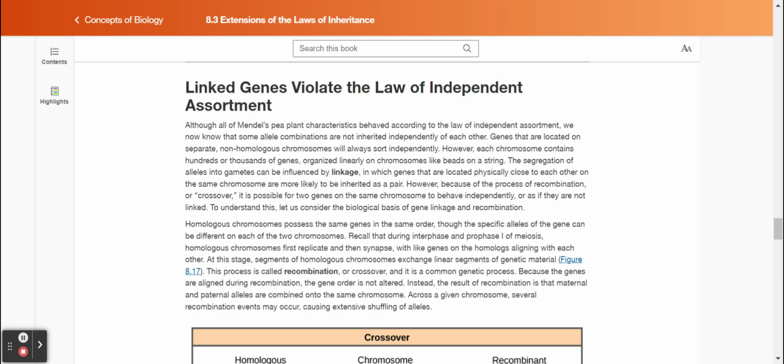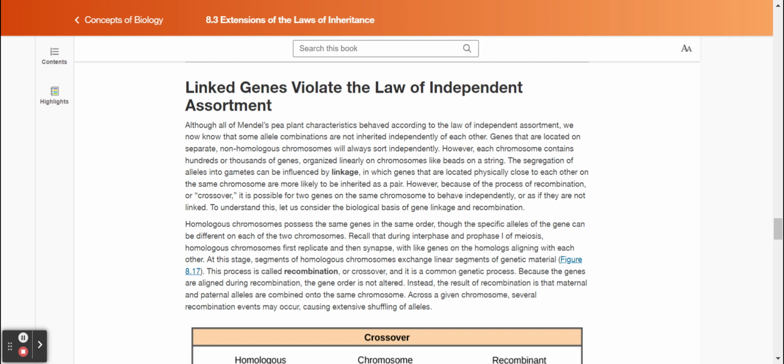However, each chromosome contains hundreds or thousands of genes, organized linearly on chromosomes like beads on a string. The segregation of alleles into gametes can be influenced by linkage, in which genes that are located physically close to each other on the same chromosome are more likely to be inherited as a pair.